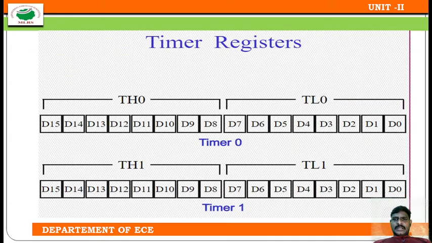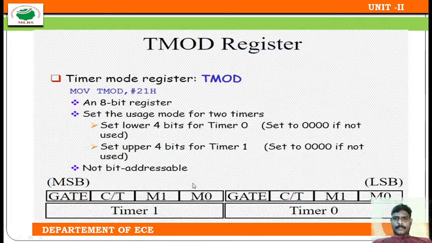This is the structure of timer 0 or timer 1. As we know, timer 0 is a 16-bit register from D0 to D15, where D0 to D7 is called the lower byte and D8 to D15 is called the higher byte. Similarly, timer 1 is also subdivided like this.